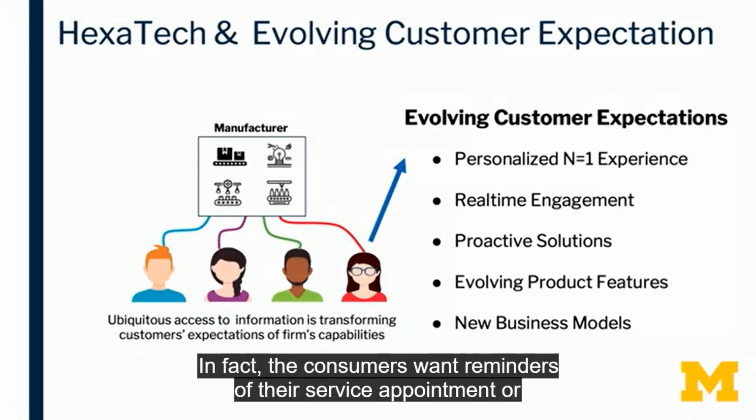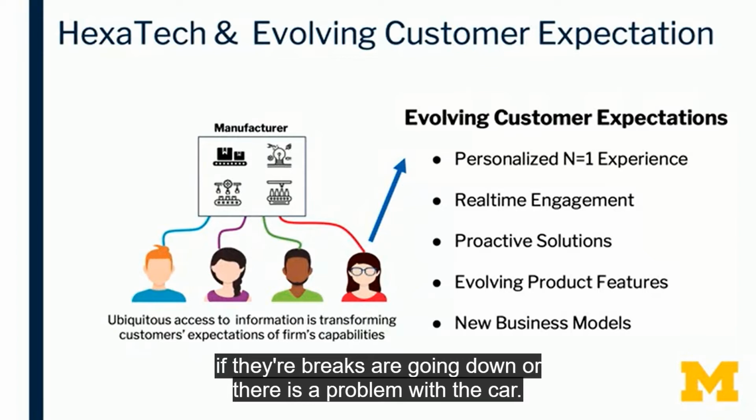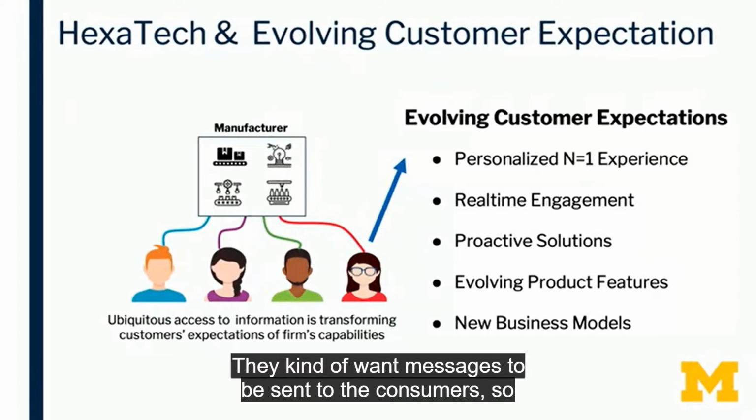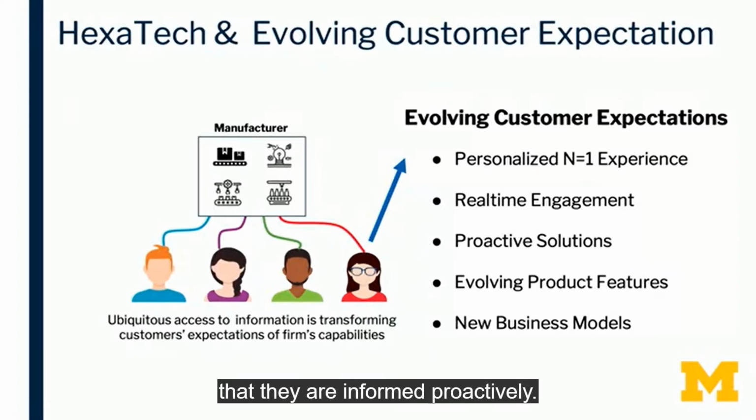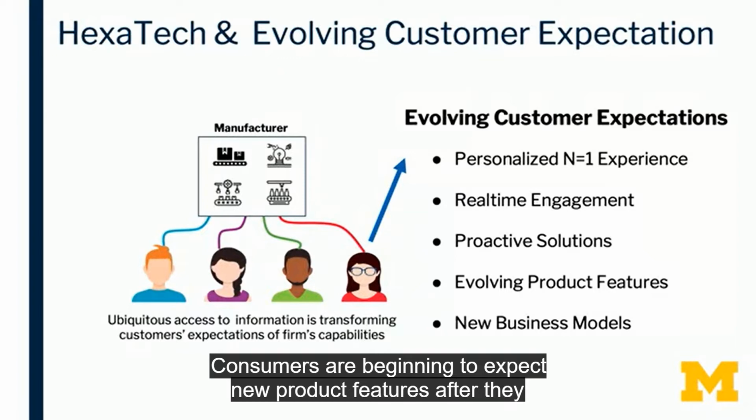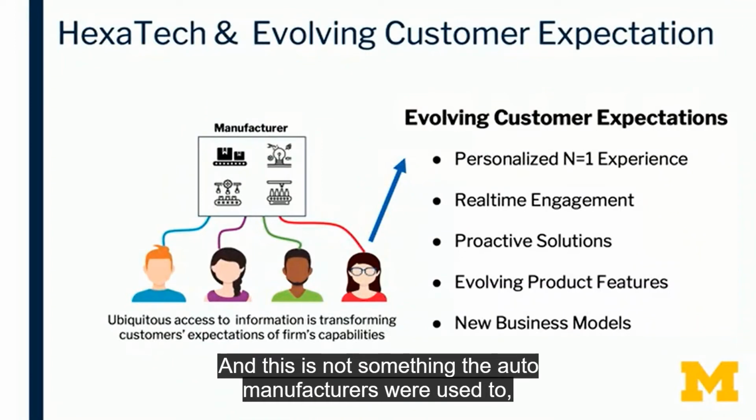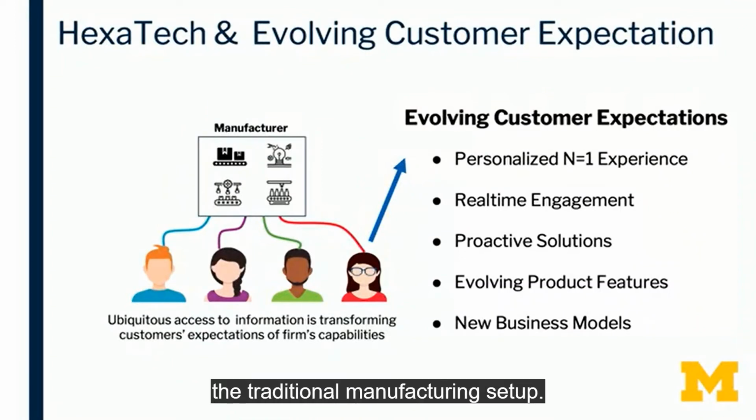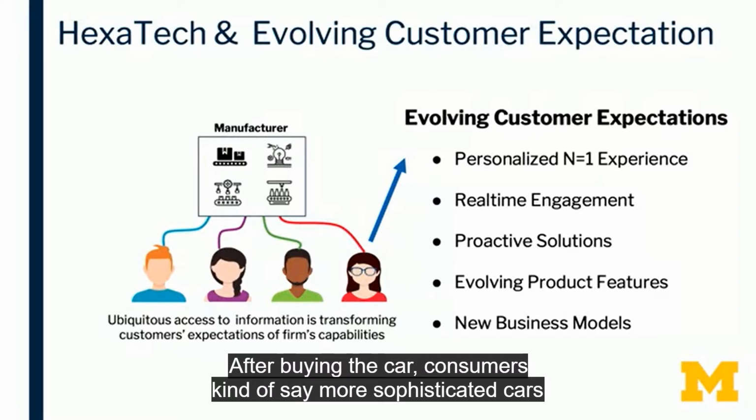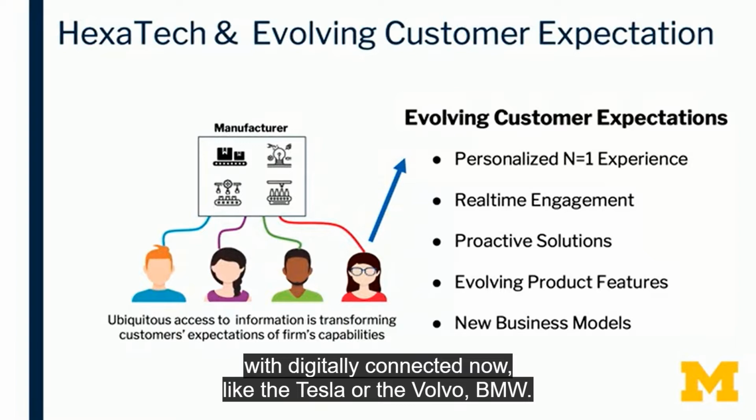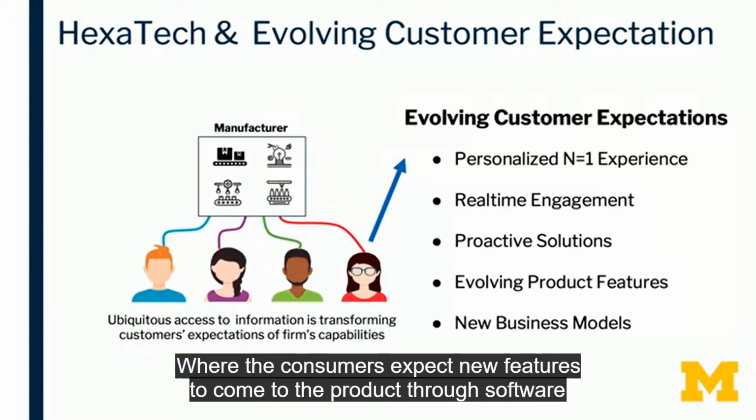In fact, consumers want reminders of their service appointment, or if their brakes are going down, or if there is a problem with the car. They want messages sent to them so that they are informed proactively. Consumers are also beginning to expect new product features after they bought the car. This was not something auto manufacturers were used to in a traditional manufacturing setup. After buying the car, consumers of more sophisticated, digitally connected cars, like the Tesla or the Volvo or BMW, expect new features to come to the product through software updates.